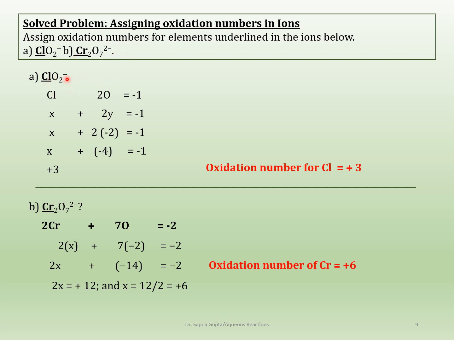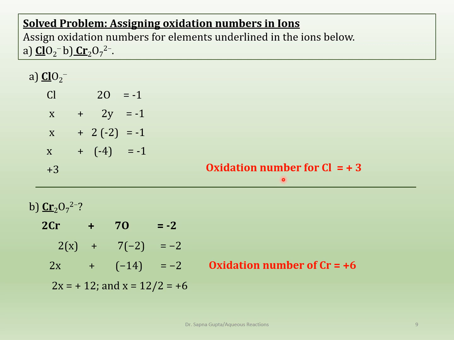Okay, so ClO2 minus. So again, I'm going to split this up. So you have 1 Cl and 2 oxygens, and all the total charge should be -1 on this because the charge is -1. So again, X plus now 2Y, because Y is the oxygen, equal to -1. So I think you know where I'm going with this, right? So X we don't know. Oxygen is -2. We have 2 of those. So that's equal to -1. So X plus and then -4 is equal to -1. So what should X be? X should be +3, because when you add these 2 up, you get -1.